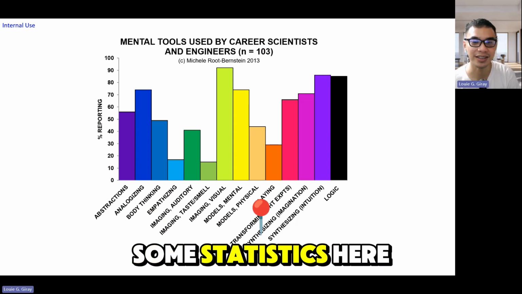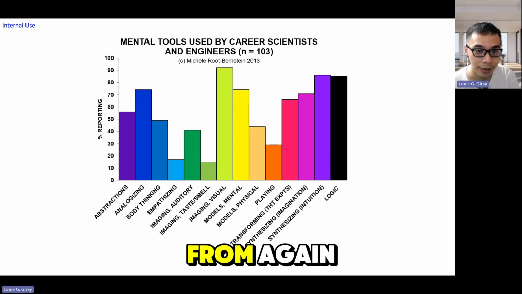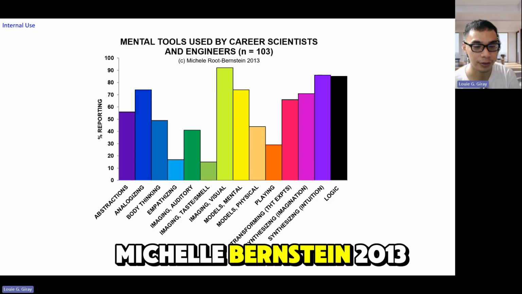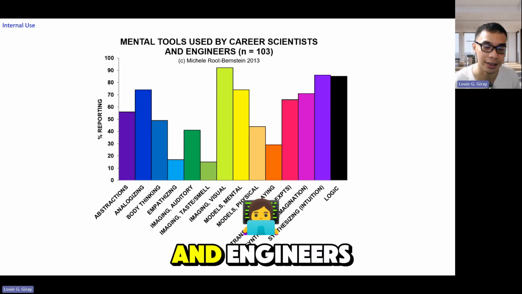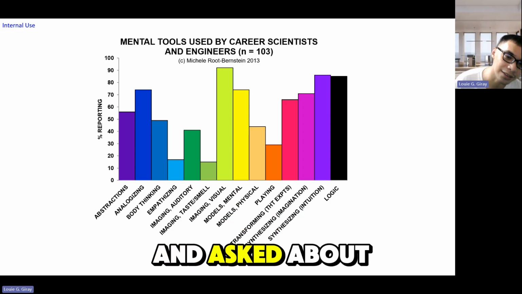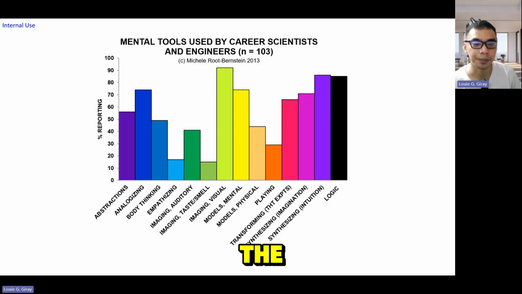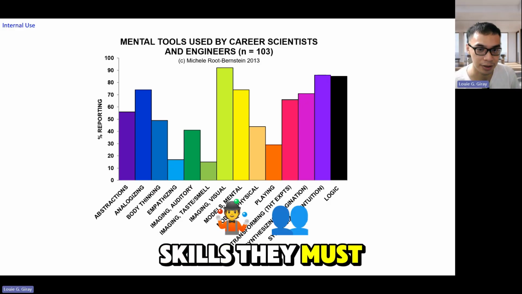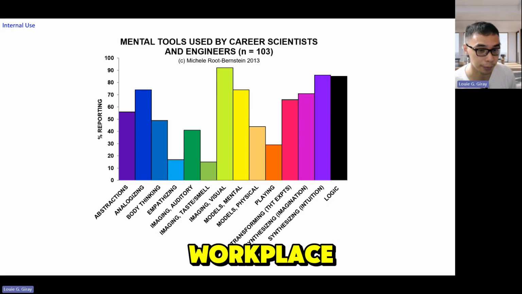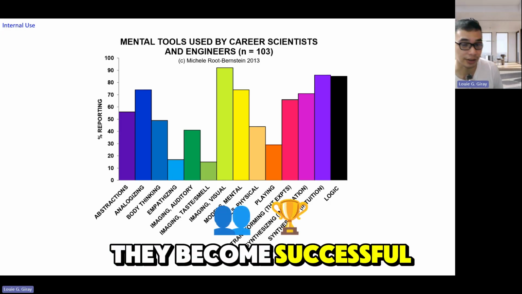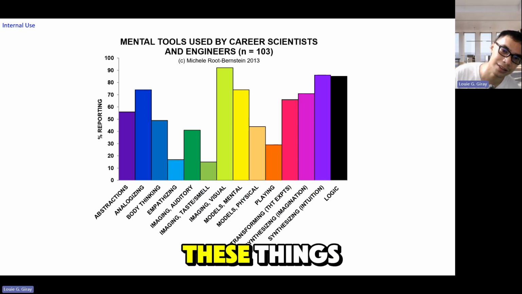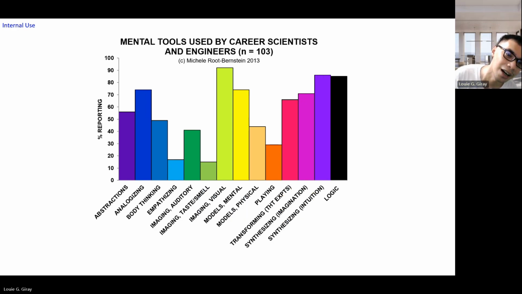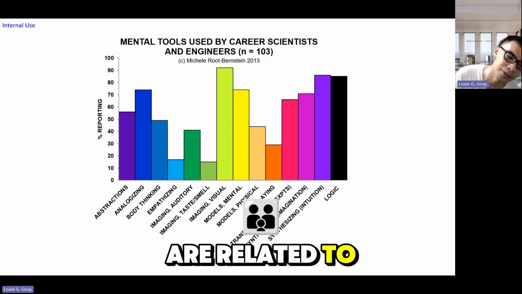Oh, we've got some statistics here. This one comes from, again, Michelle Bernstein, 2013. She surveyed some career scientists and engineers and asked about the skills they must possess in the workplace so that they become successful in their endeavors. So you would see that all these things are related to creativity.